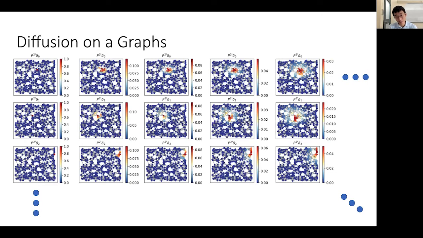To get a sense of what these diffusion wavelets look like, here are some diffusion wavelets on a graph with points sampled uniformly from the unit square. Diffusion wavelets on graphs can be defined similarly to wavelets in the Euclidean domain using the diffusion operator, which we call P, but can be extended to other graph shapes. So here across, we can see longer and longer time diffusions, and down we can see diffusions at different points in the graph.